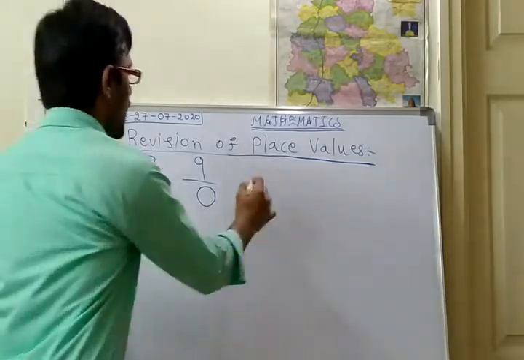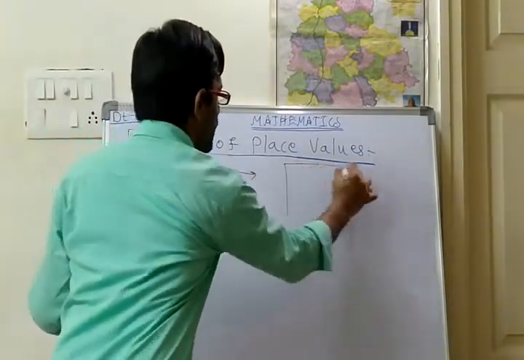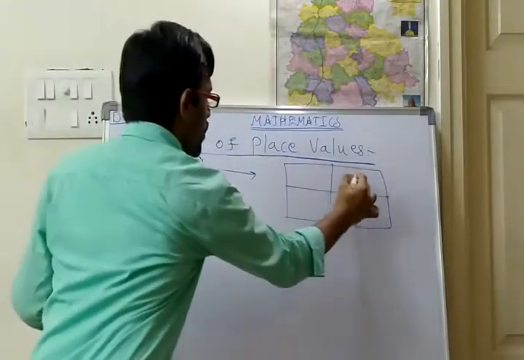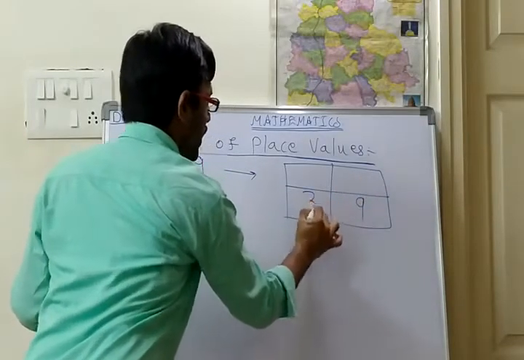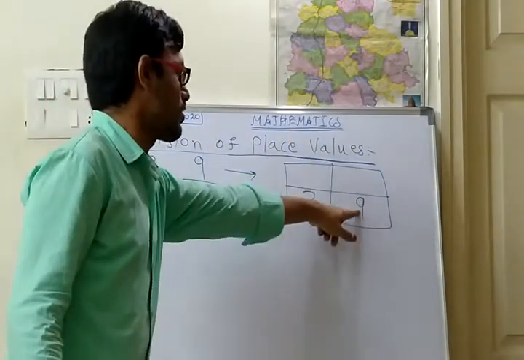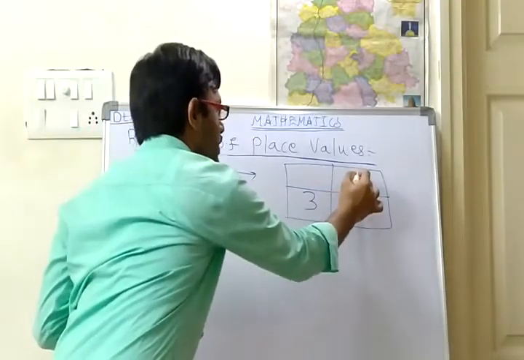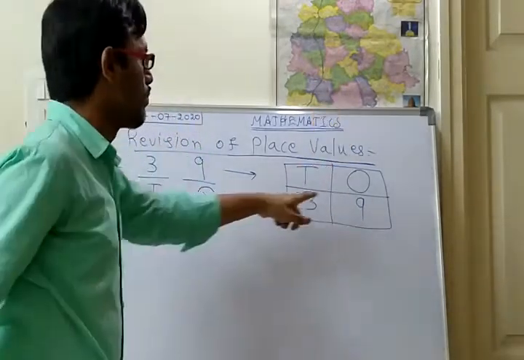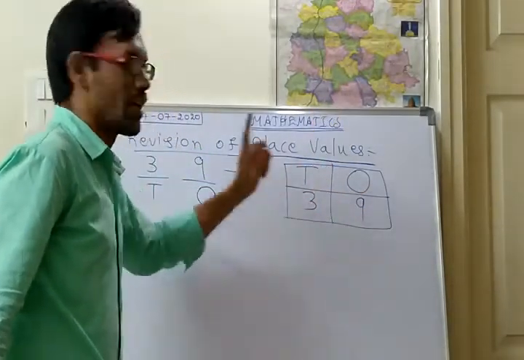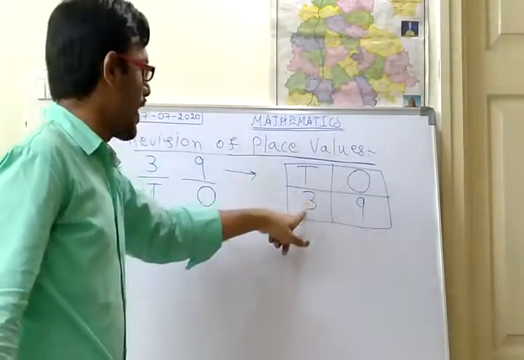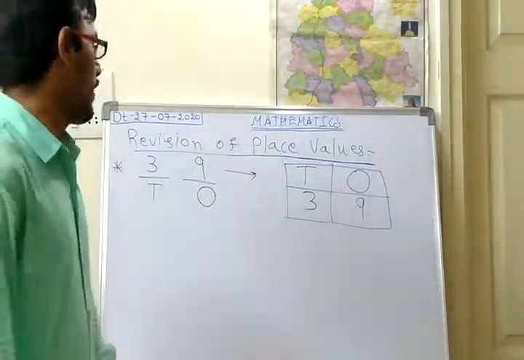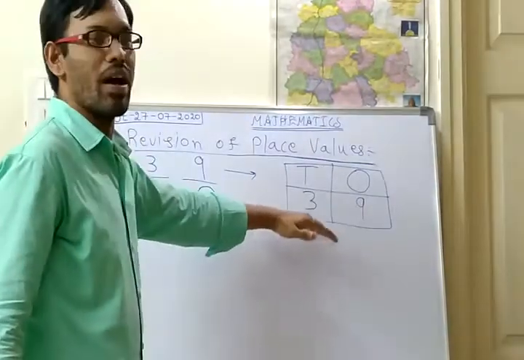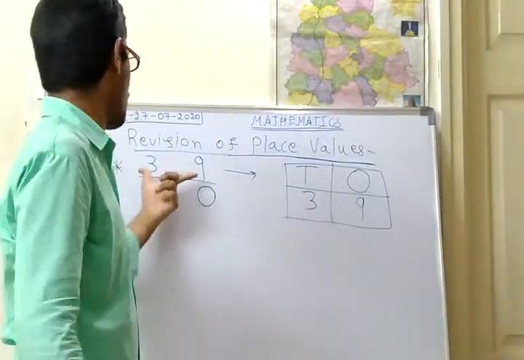For a clear idea, we can have this in a box. So 2 digits are there, 9 and 3. The first digit at the right side is the ones place, and the second digit at the left side is the tens place. So 9 is at the ones place and 3 is at the tens place. So how do we have to expand? How can we expand this number?